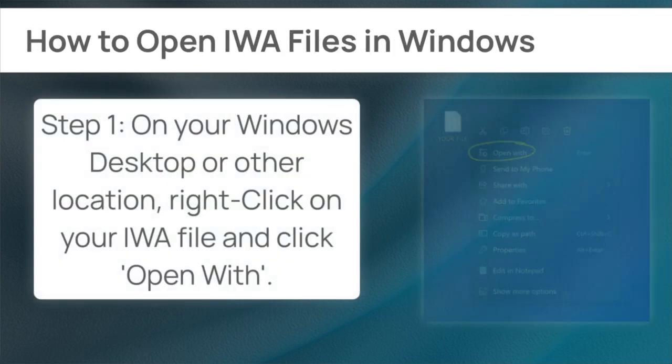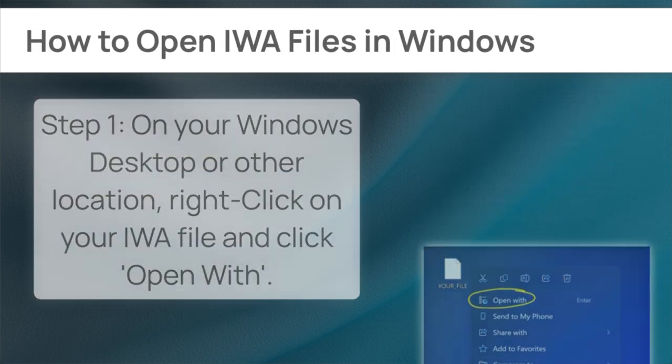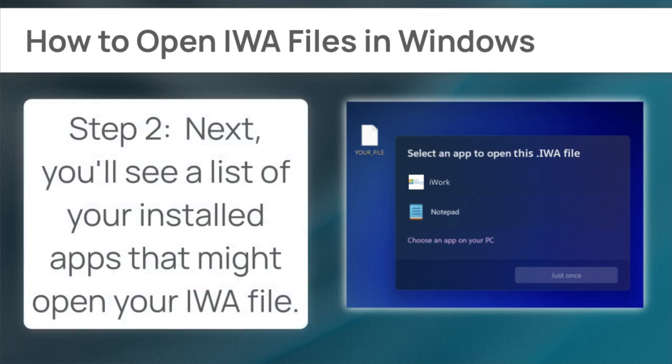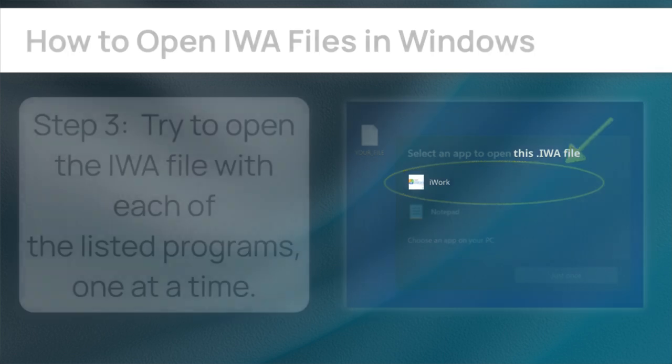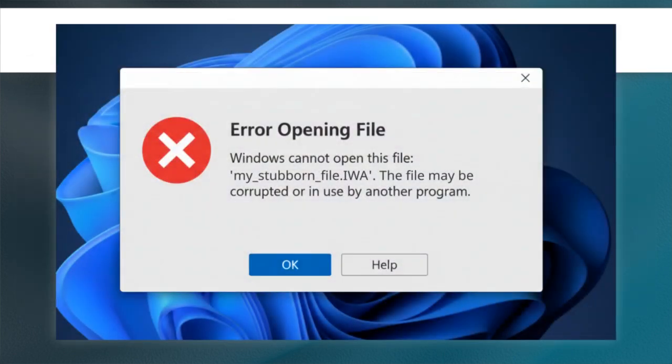The first step is testing the ecosystem. Right-click your IWA file and hit Open With. Try the recommended iWork first. If it's missing, choose another program. It's common to need more than one attempt. If the IWA file won't open, don't panic.